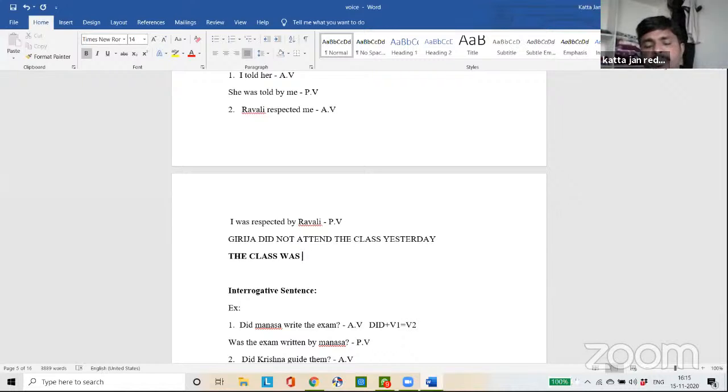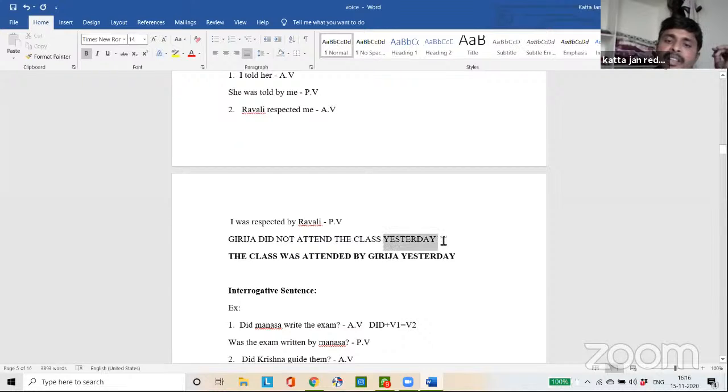What is the fourth step? The fourth step is the main verb turned into V3. So what is the V3 of this? Attended. After attended, position by. After by, the subject is changed as object. This is the subject, Girija, same. This is the remaining part of the sentence, yesterday, the same word at the end.